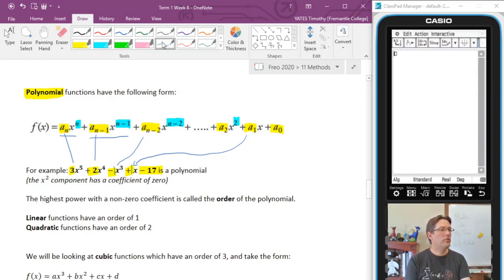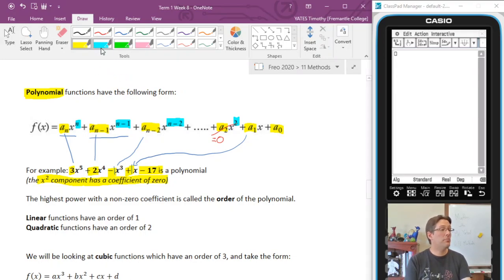Now, it's also possible for any of these numbers to be equal to 0. So you will have noticed that this one here doesn't actually have an x squared term. The reason that it doesn't have an x squared term is because the coefficient of the x squared term is 0, and that eliminates that as one of the terms that are in the final polynomial. So I've got that highlighted down there. The x squared component has a coefficient of 0.